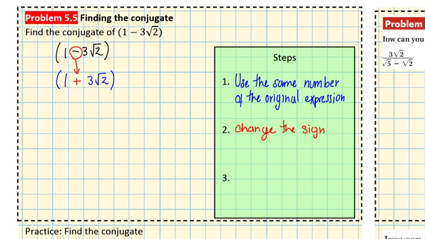This right here is the conjugate of 1 minus 3 square root of 2. Now what we're going to do in step number 3 is double check to see that it works. And in order to double check that it works, we're going to multiply them together. And of course, since we're multiplying binomials, we have to FOIL. So, like I said before, you're going to multiply the original to the conjugate to see that it works. I'm going to do this very quickly because I'm expecting you guys to be able to FOIL binomials by now.